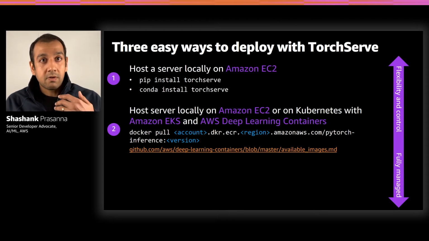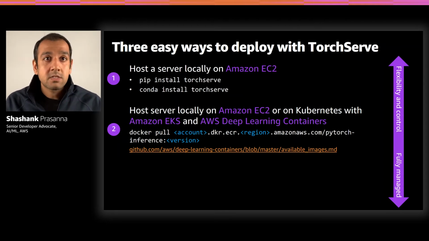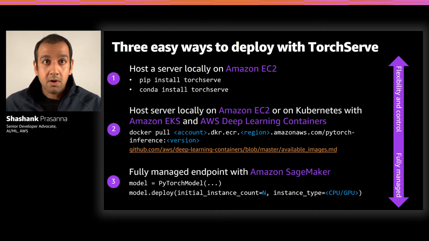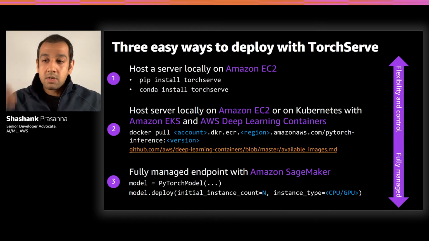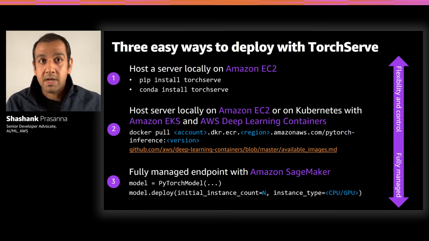And some customers prefer a fully managed solution, and this is where Amazon SageMaker comes into the picture. And with Amazon SageMaker, with just a couple of lines shown here, you can create a model and deploy a model to get a highly secure, reliable, scalable endpoint just by specifying how many instances you want and whether it's a CPU or a GPU instance type. So depending on where you are in the spectrum of flexibility and control versus a fully managed solution, you can use TorchServe to deploy PyTorch models to production using any of these three options.